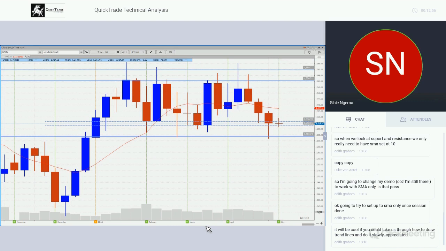At the top, we have our resistance around 1,350 and 1,360. That's our immediate resistance. Every time it gets between 1,359 and 1,350, that's where you can look to sell gold if you get a positive signal that tells you to sell.